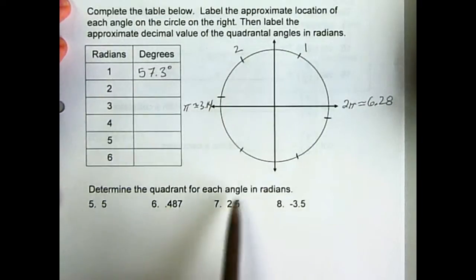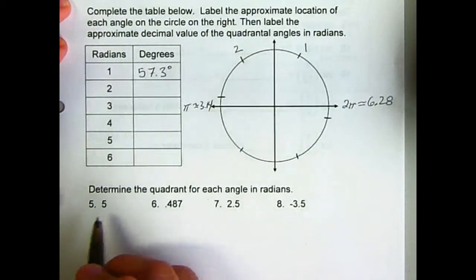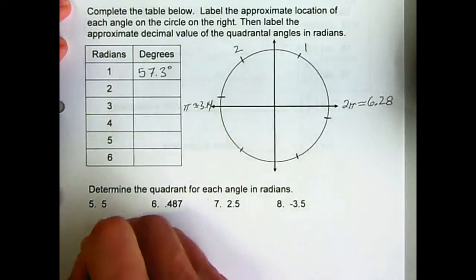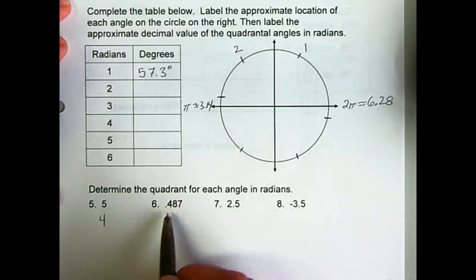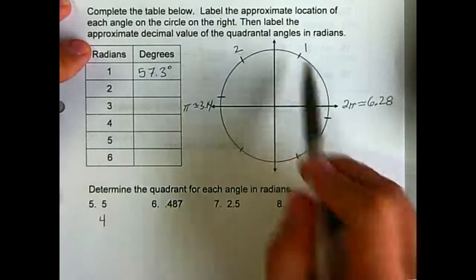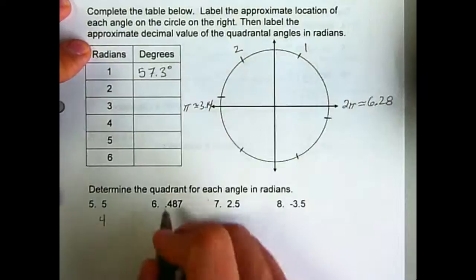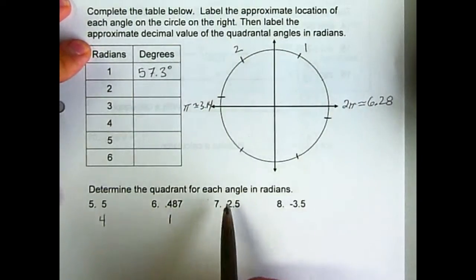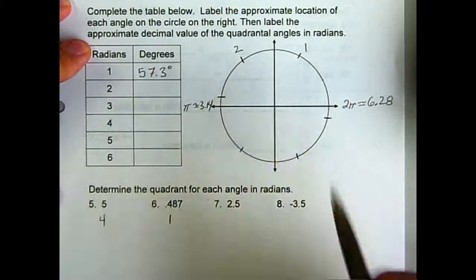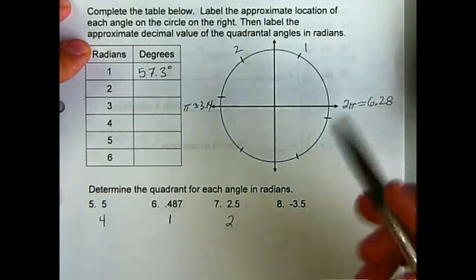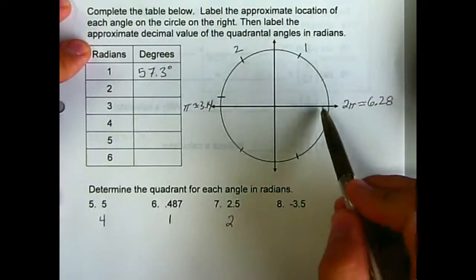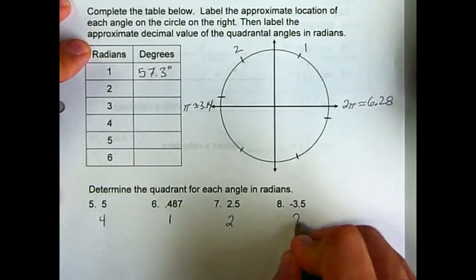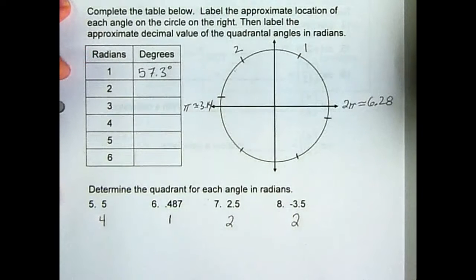Okay, so let's go ahead and try down here. We're going to determine the quadrant for each angle in radians. So just looking for the quadrant, 5, 1, 2, 3, 4, 5, it looks like it's going to be in the fourth quadrant. 0.487, here's 1, so 0.487 is going to be in here someplace. So that's going to be in the first quadrant. 2.5, well, I know 2 is here and 3 is here, so looks like that's going to be in the second quadrant. And minus 3.5, well, minus 3 is going to be around here someplace. So 3.5 is going to be in there. It looks like it's going to be in the second quadrant.